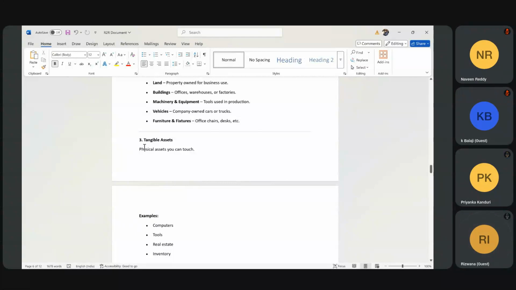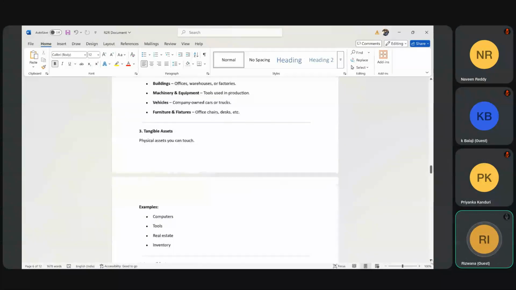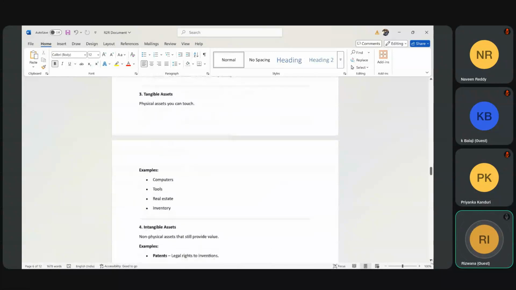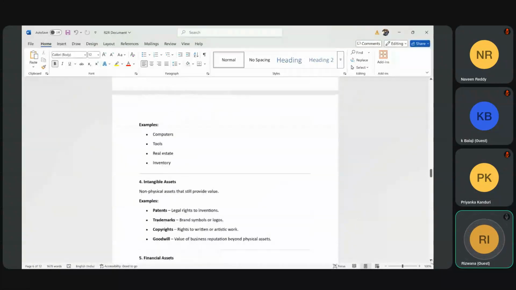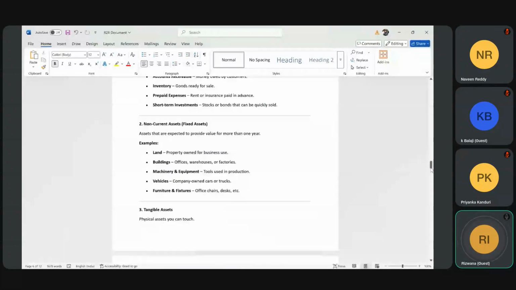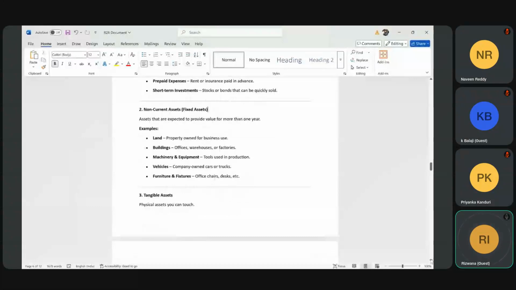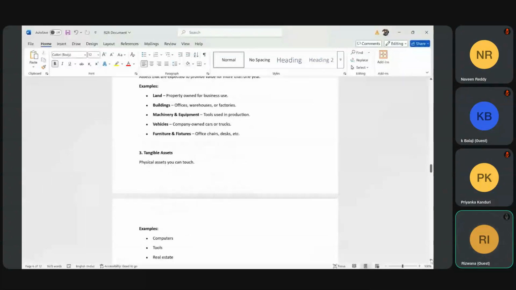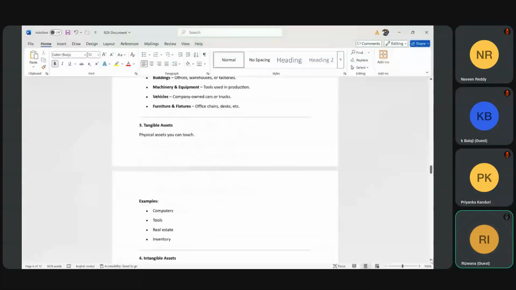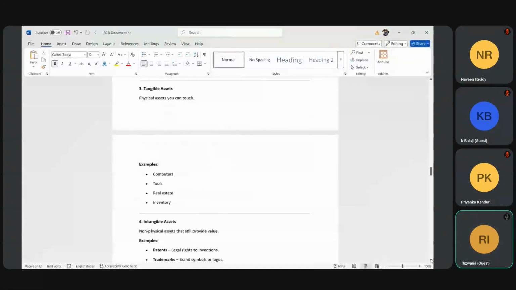Thank you. Tangible assets are physical assets which you can touch. Examples you can give are computers, tools, real estate, inventory. Those are physical assets which you can touch and feel, that is tangible assets. Non-tangible means it has non-physical properties, non-physical assets which still have value.